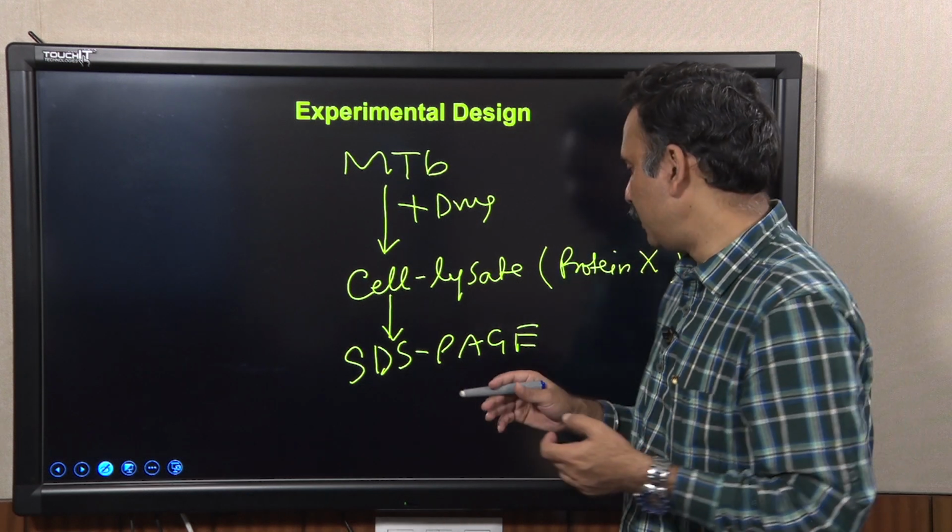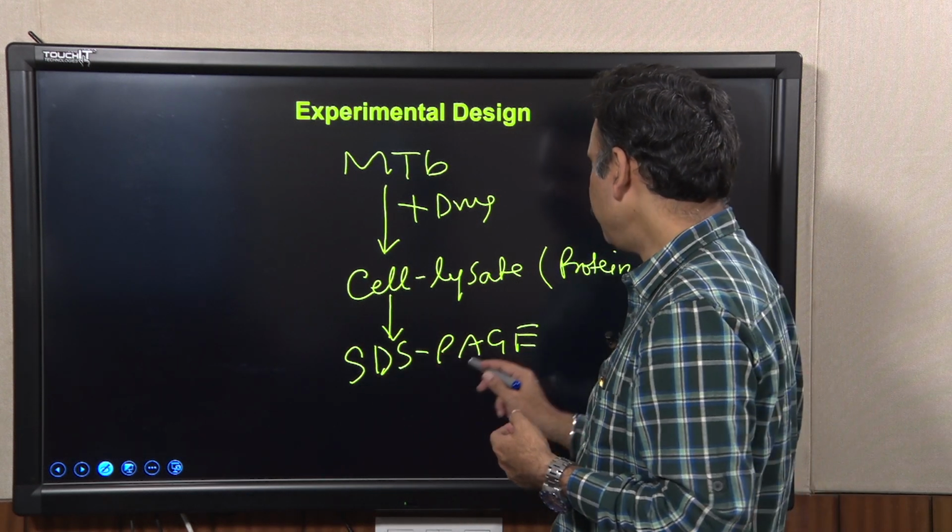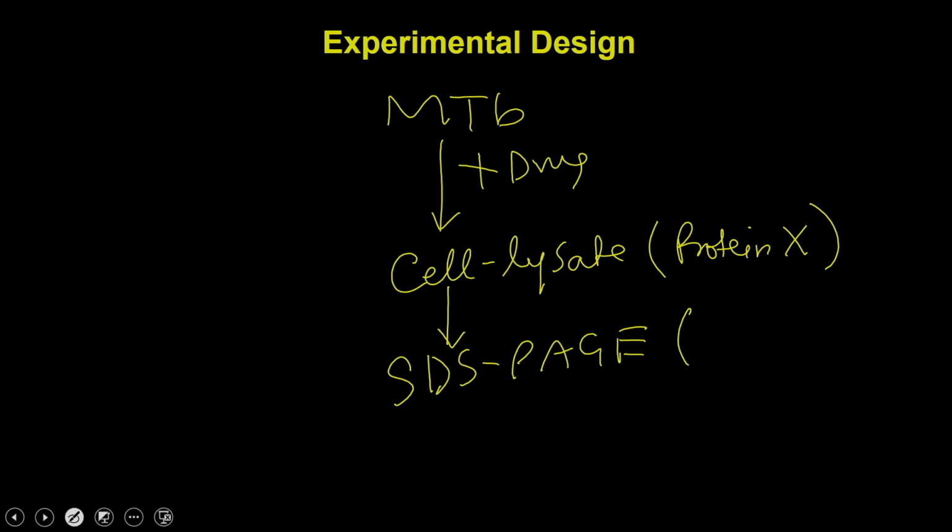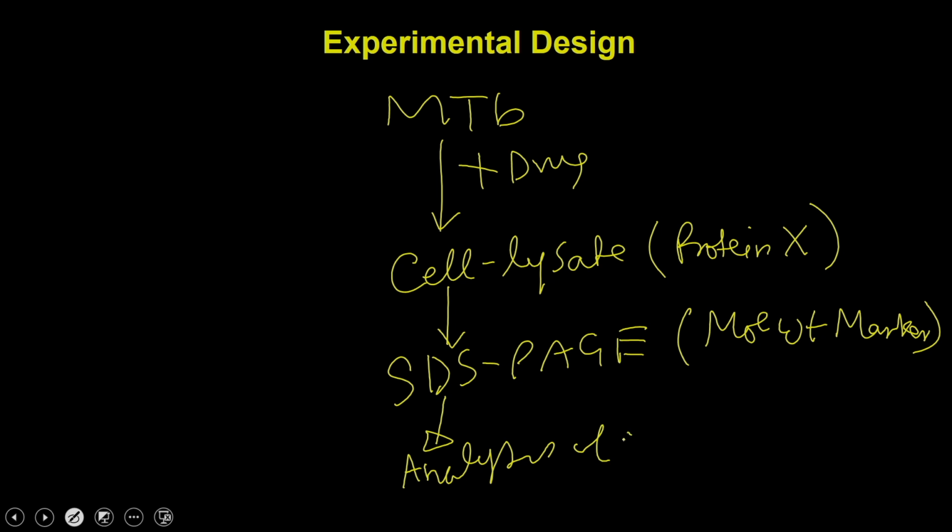So, in that case you run the SDS PAGE, and in the SDS PAGE you should also run the molecular weight marker on the side, so that it helps you to know at what position you are going to get what molecular weight. And then you do the analysis of the gel picture with the help of some software.